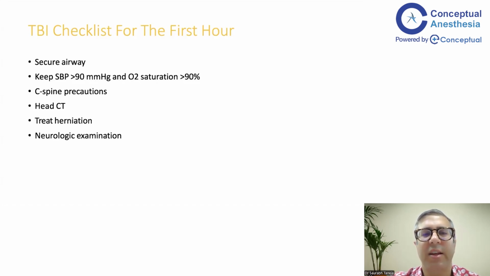So a secondary brain injury can occur from hypoxemia, so we have to maintain oxygen saturation of more than 90%. Hypotension: we have to maintain the BP of more than 90 millimeters of mercury. The patients usually have trauma, so we have to take cervical spine precautions. I'll be telling you how, when, and where we require a head CT, and if the patient is going for herniation, we have to act immediately.